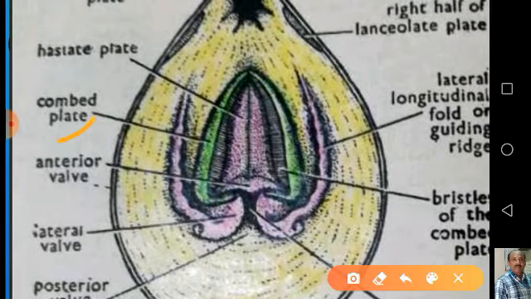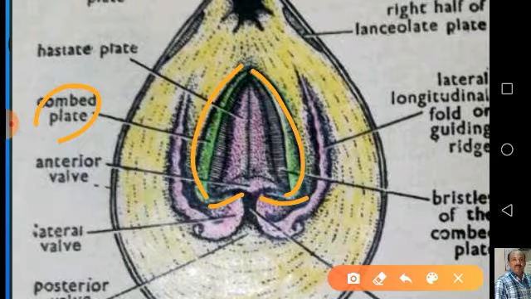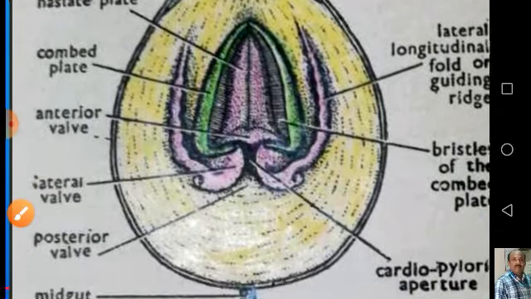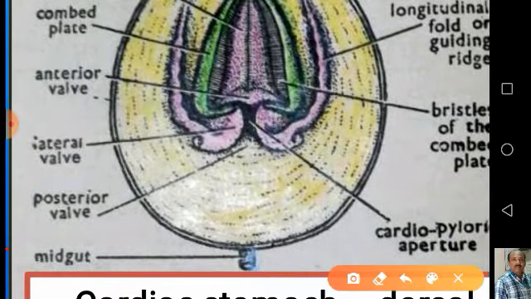See the combed plates here, this greenish color. These combed plates are joined in front, but behind they open. They are opened behind the hastate plate. This opening leads into the pyloric stomach. This is an aperture, the cardiopyloric aperture.